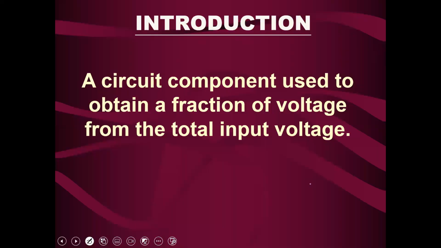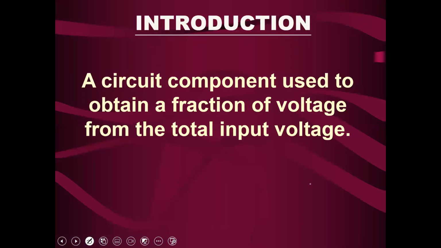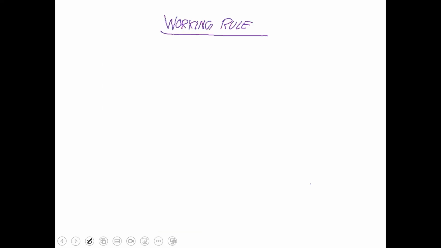And today what you have learned in physics, what you call this device, normal people call it a regulator. But what is it actually? Variable potential divider, PD controller. Yes, it is actually a variable potential divider. Common people call it fan regulator.